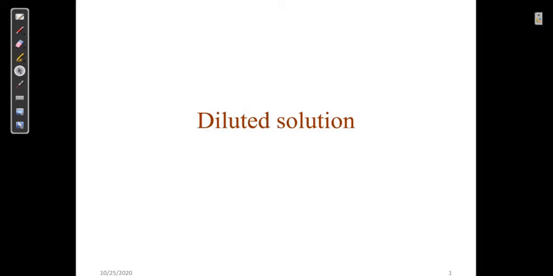The chapter is solutions, but we speak of dilute solutions. Why? Because most of the concepts which we learn in this chapter are mostly applied to dilute solutions. Okay, so we go to solutions.